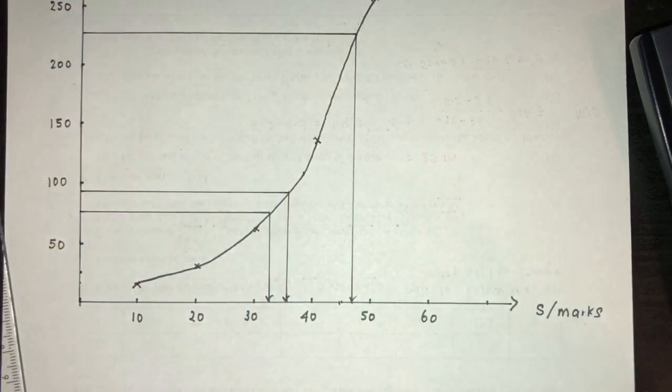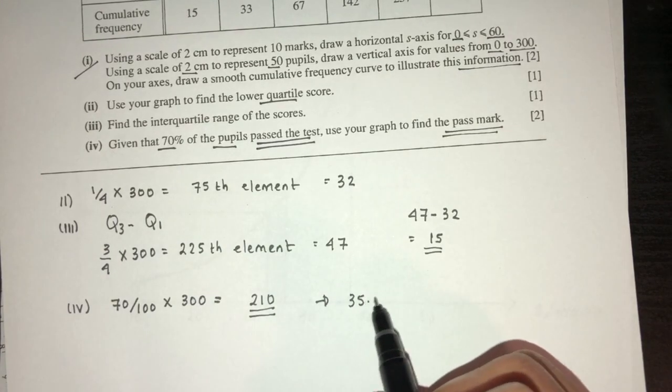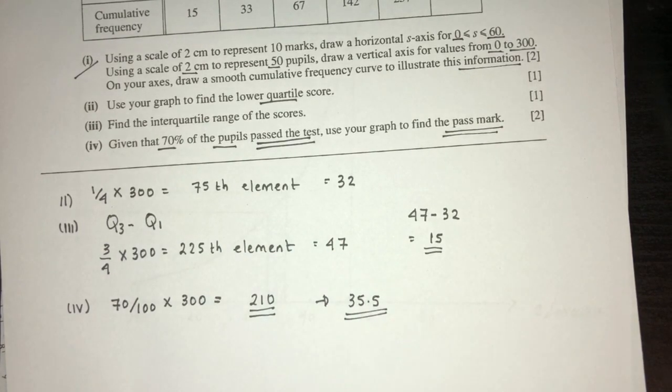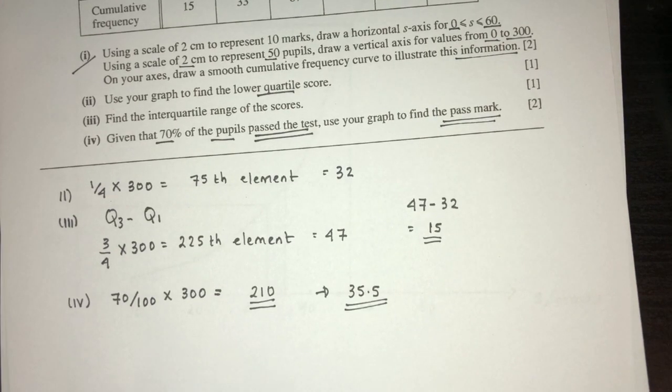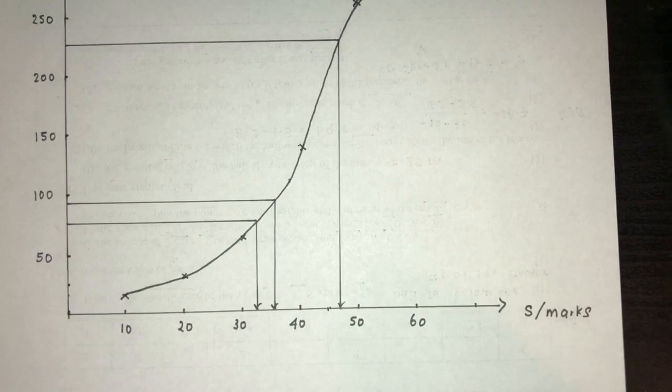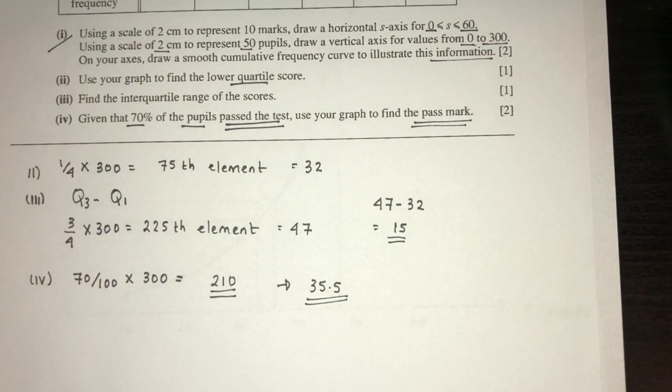So for me, it shows to be 35.5. So my graph shows 35.5. That is the passing mark for the test. Now your graph may be different. It will be depending on your line, on how you draw this. You will find something else for your answer. But you get the idea of how to do this question.